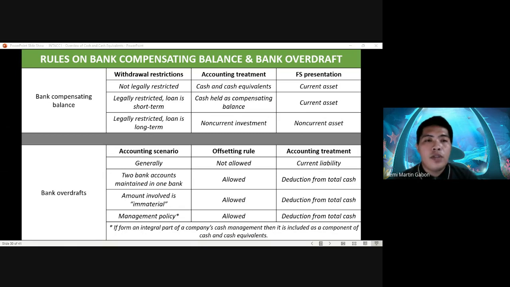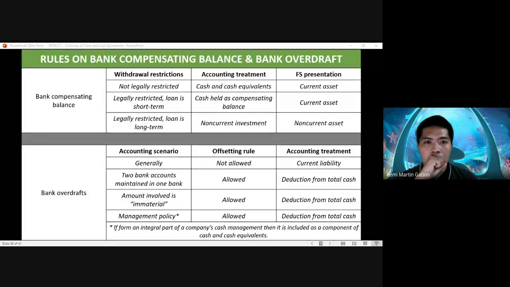Then for bank overdraft, si bank overdraft generally, no offset allowed. No offsetting allowed. So therefore, our first accounting treatment for bank overdraft, pag nakakita sa problem solving, current liability muna. Okay, current liability muna. Let's qualify in our mind that this should be a current liability.